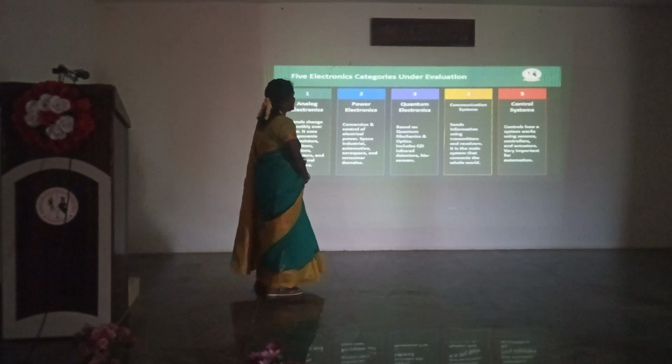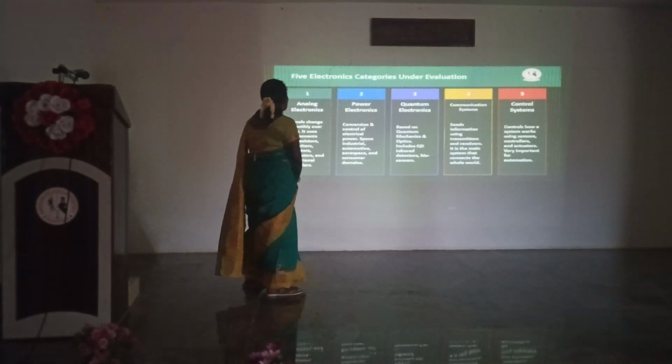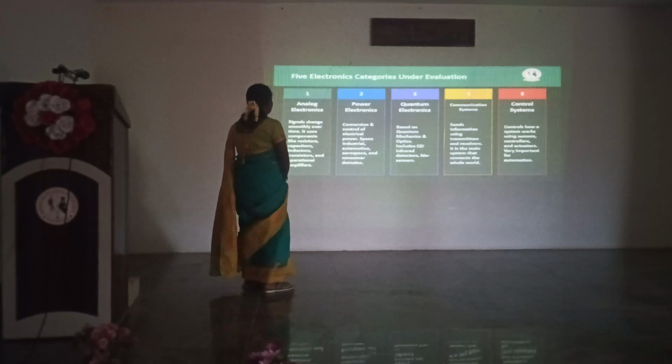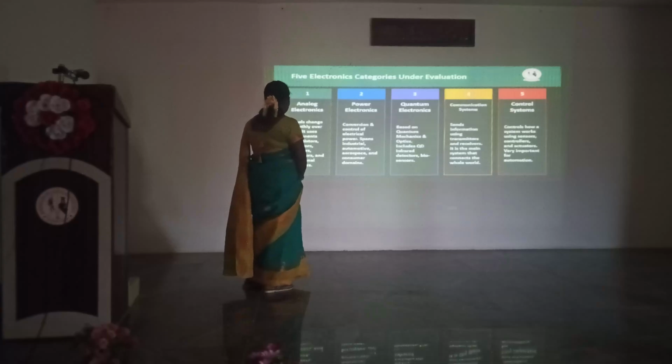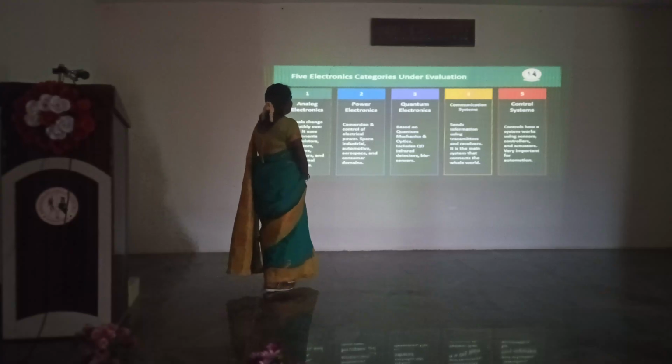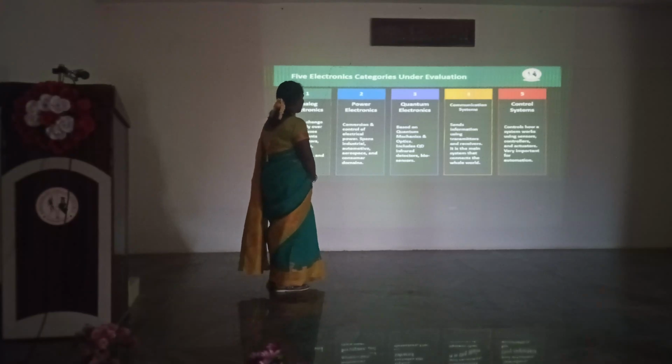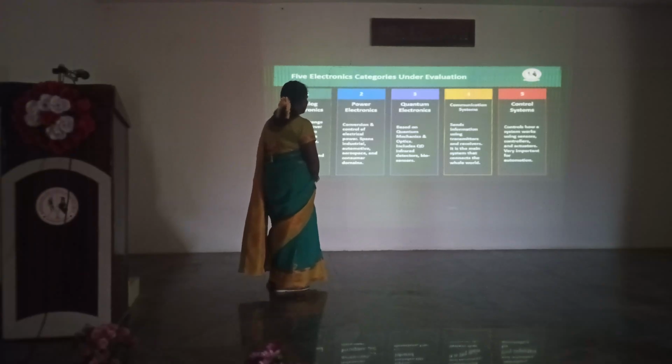For the electronic categories under evaluation: analog electronics, where signals change smoothly over time. It uses components like resistors, capacitors, inductors, transistors, and operational amplifiers. Power electronics: conversion and control of electrical power spans industrial, automotive, aerospace, and consumer domains.